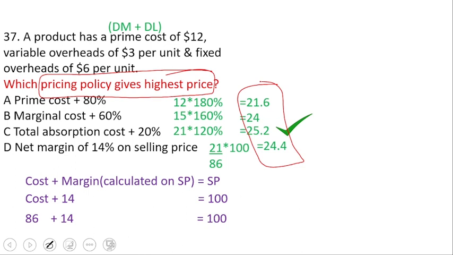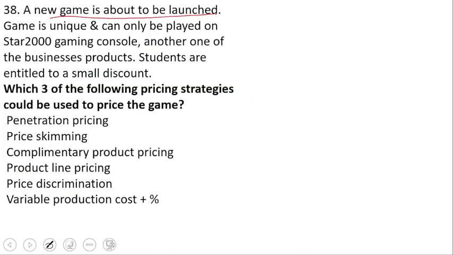Now moving to question number 38. A new game is about to be launched. Game is unique and can only be played on Star 2000 gaming console, another one of the business's products. So basically there are two products. One is a new game and the other one is a Star 2000 gaming console. And these are complementary products, which can be used together. Students are entitled to a small discount. So if students are entitled to a discount, it means that the non-students are not entitled to a discount.